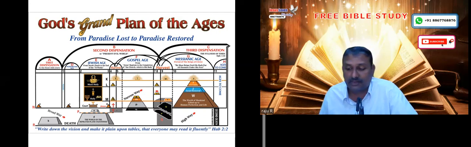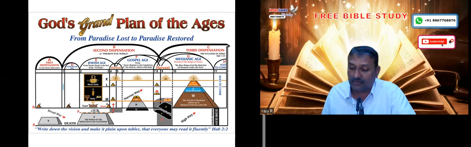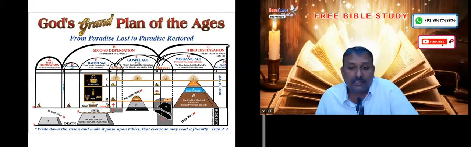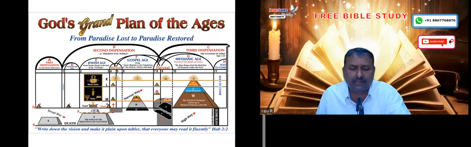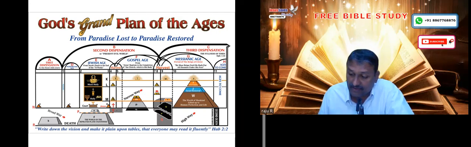So, what type of vision is that? It is the vision of God's plan of the ages, the plan which God has made for the entire mankind. God told, write down the vision and make it very clear upon the table. That means it should be something like a chart, so that everyone may read it fluently and try to understand it very easily.